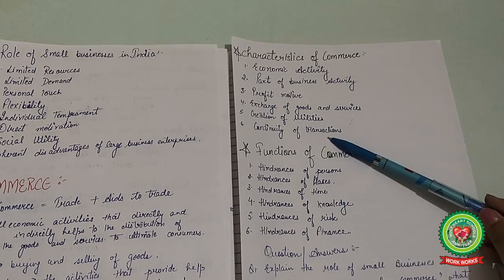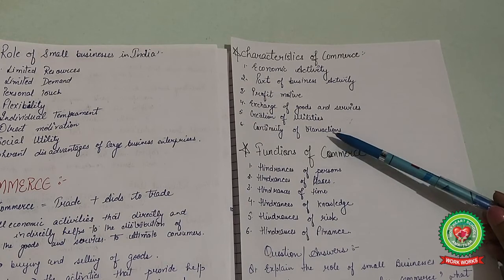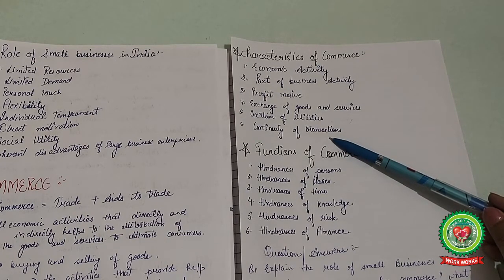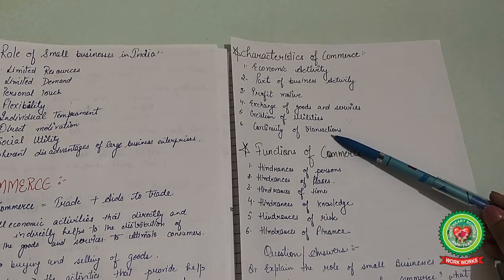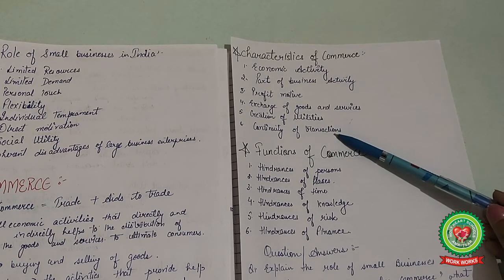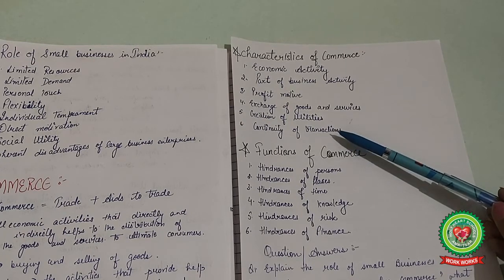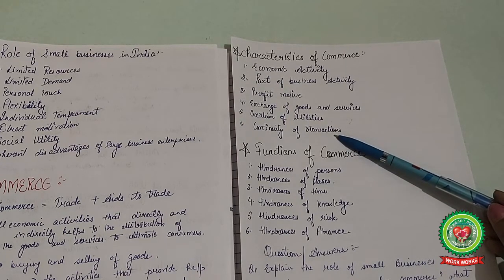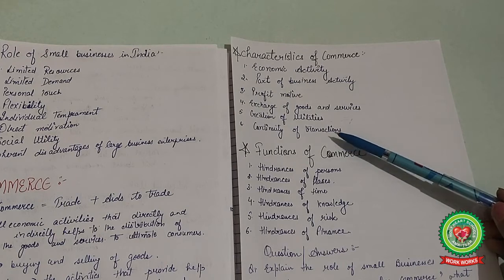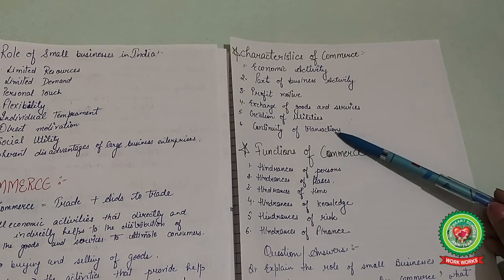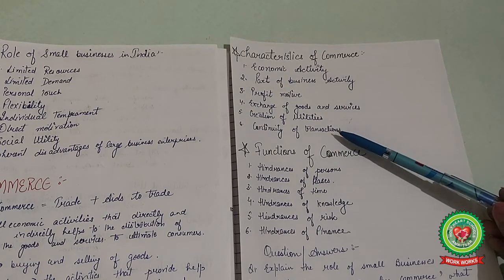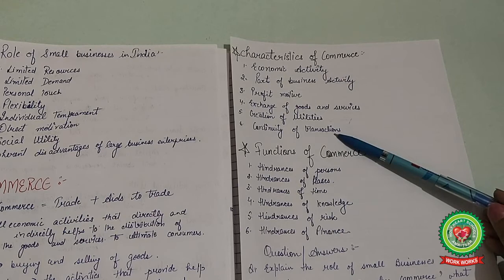Next is the continuity of the transactions, meaning the transactions should be on a continuous basis. If a transaction is isolated, meaning it is done on a one-time basis, then the activity is not included in commerce. So there should be continuous production or continuous consumption by the consumers; then it is known as continuity of transactions.